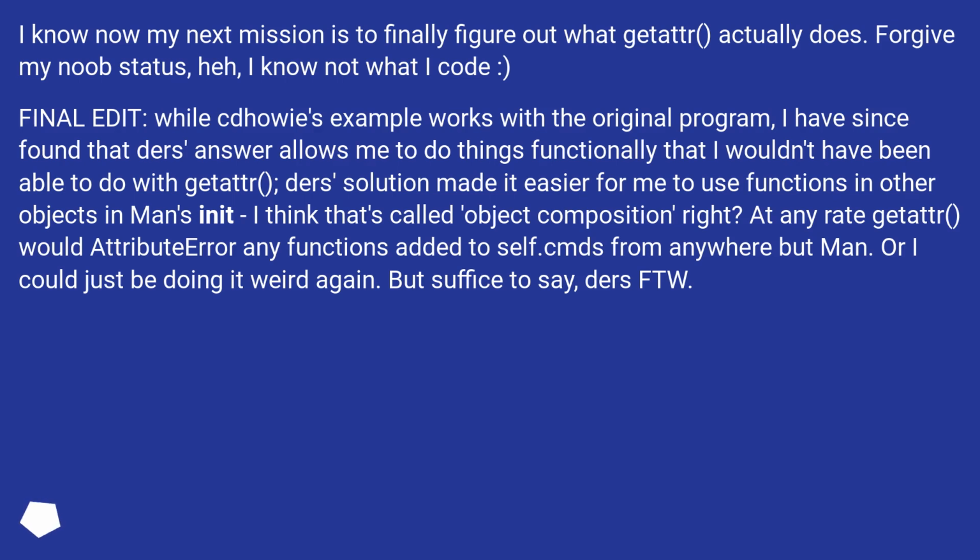Final edit: while CD Howie's example works with the original program, I have since found that Dir's answer allows me to do things functionally that I wouldn't have been able to do with getattr. Dir's solution made it easier for me to use functions and other objects in man's init. I think that's called object composition, right? At any rate, getattr would raise an attribute error for any functions added to self.cmds from anywhere but man. Or I could just be doing it weird again. But suffice to say, Dir's FTW.